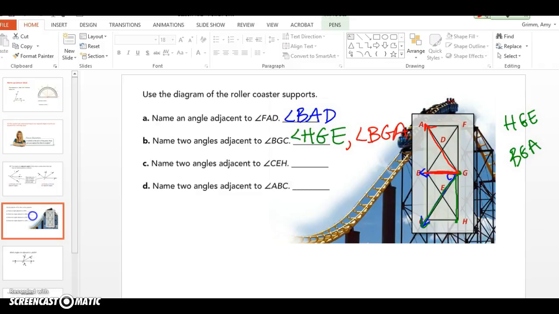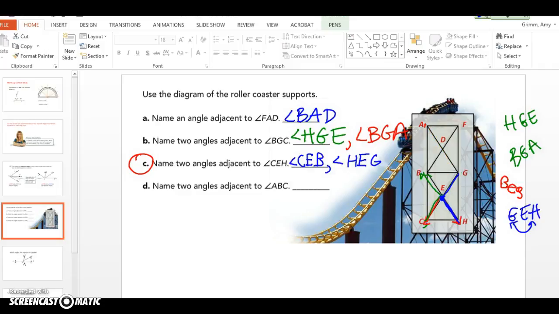All right, I would like you guys to try the next one completely on your own. You can write at least one. If you can't find both, that's okay. See if you can do that. BHG. That would be BHG.